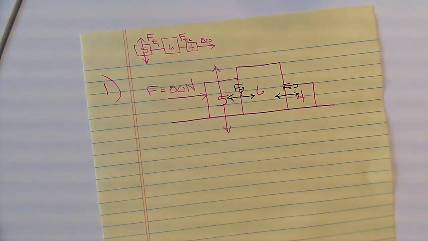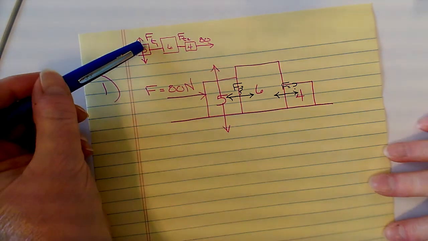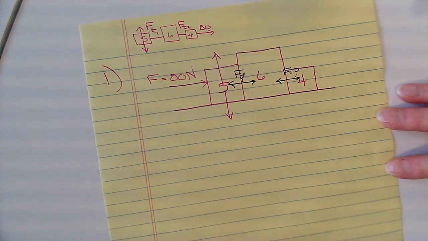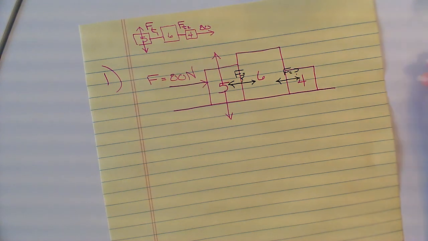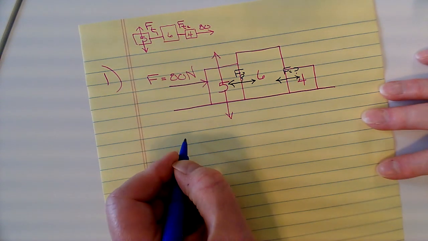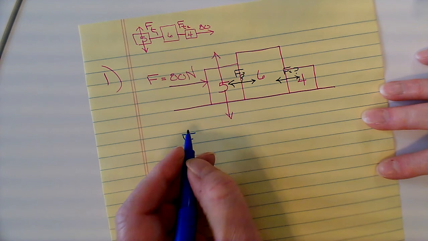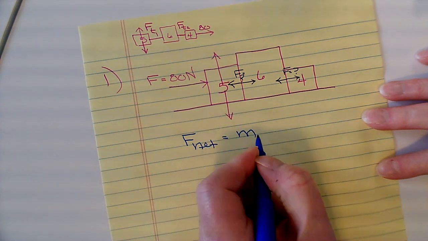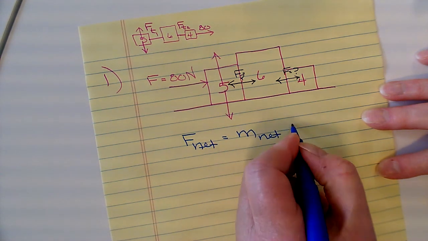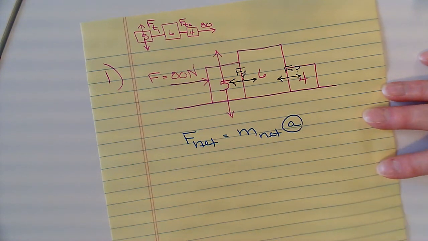Okay, so the approach to this is going to be the same as we did when we had blocks connected by strings. Before we can find the forces that the blocks in contact exert on each other, we have to find the acceleration of the system. So I'm going to write down F net equals M net times A, and I'm looking for the A.